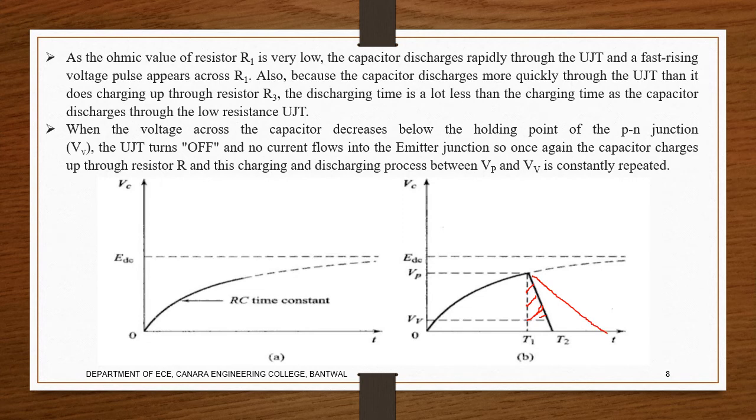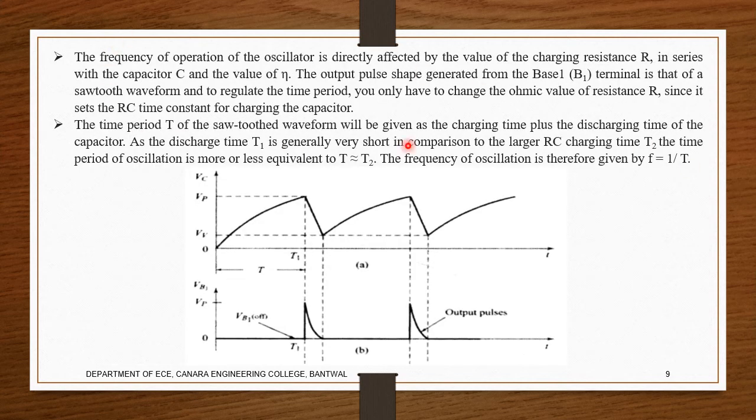For example, if we have a high resistance, then this T2 will become very low, like this. So this is the functionality of the R and C. As per our requirement, we can change it. You can see here the frequency of operation is directly affected. This is the charging and this is the discharging. So what is happening till here? The peak has been initiated and the discharging pulse is like this.